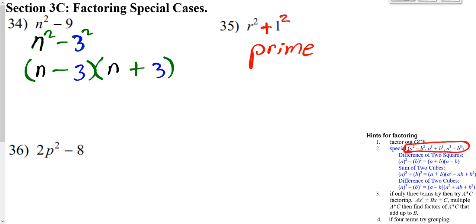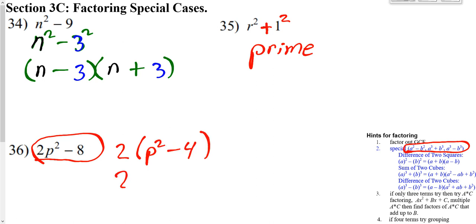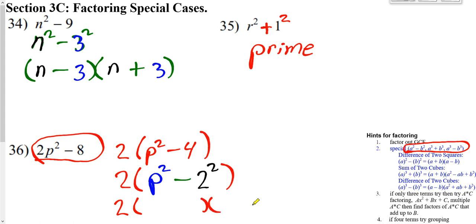Lower left here, problem number 36. Remember, we always start with our greatest common factor. We're going to pull a 2 out. Then, in the parentheses, we're left with two things being subtracted. And so it's a p squared. I'm thinking it might be differences of squares, and you need to then think, okay, is 4 something squared? Well, that's a 2 squared. So we're going to go ahead and factor this according to differences of squares.